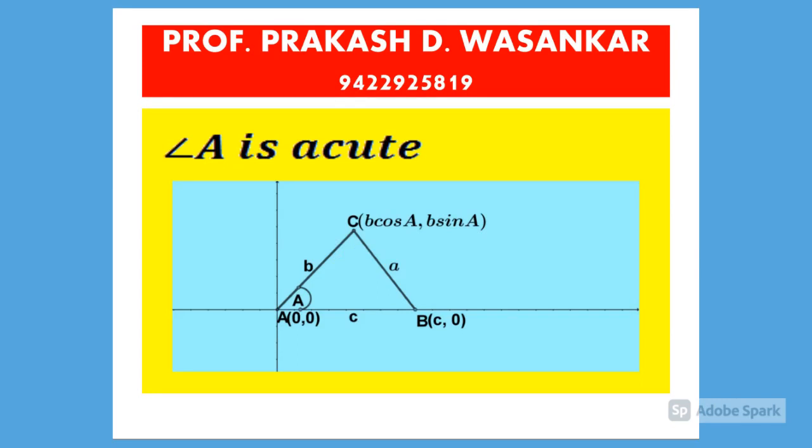In this figure, angle A is acute. So we draw triangle ABC with A in standard position. The angle at vertex A is capital A, and the coordinate of A is (0, 0). The coordinate of B is (c, 0). By using the definitions of the trigonometric functions, the coordinate of vertex C is (b cos A, b sin A).